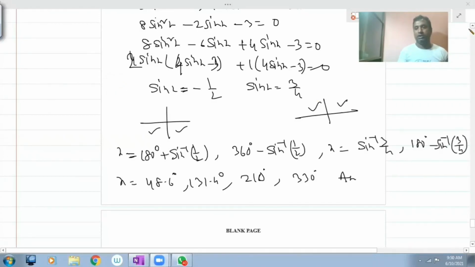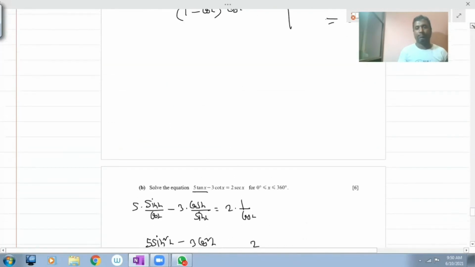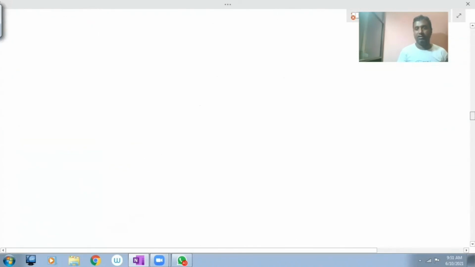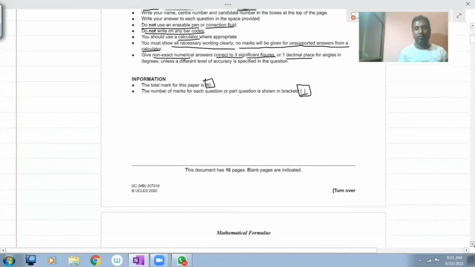So that's all. This is the last question of these papers, and see all the questions, and let me finalize all this. Already I told you this is Cambridge O-Level Additional Mathematics, 4037/22, October/November 2020. The exam duration is 2 hours, and the necessary information is given. This is paper 2, and we have this 80 marks paper.